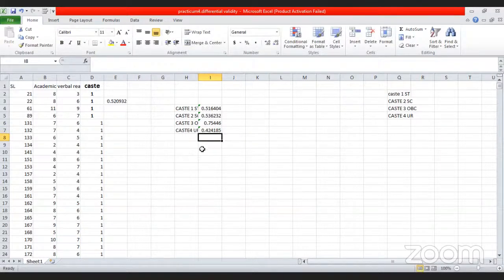So all the correlation coefficients across the subcategories are on the basis of the castes. So we can see here the highest correlation coefficient is there for caste 3. That means the test is not at all bias free, isn't it?